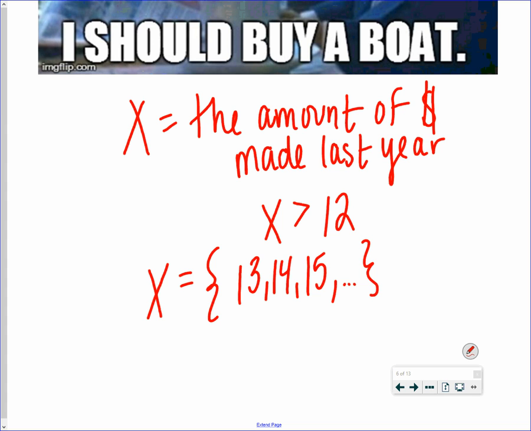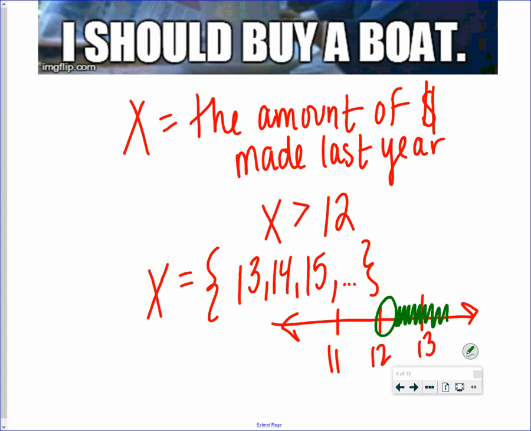And if we were to graph it on our number line, we need at least 3 numbers. So I'm going to do 11, 12, and 13. Our dot is going to be open because 12 is not included, and we are going to shade to the right, going all the way up and including the arrow.